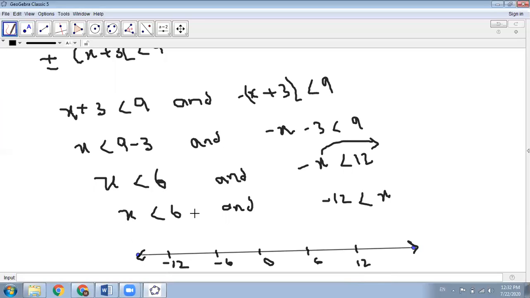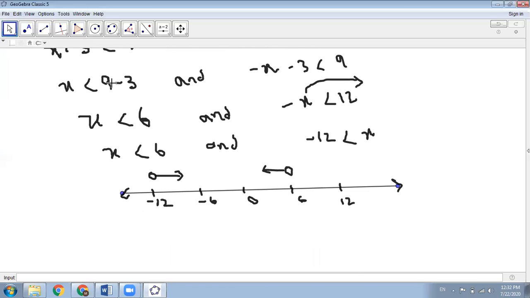Now, beta, we draw the circle there, and x is greater than minus 12, so it means that we can move this arrow to the right side. Here x is less than 6, it means that we draw a circle there and this arrow is moved to this side. And this whole is the range of the solution of this absolute value inequality.